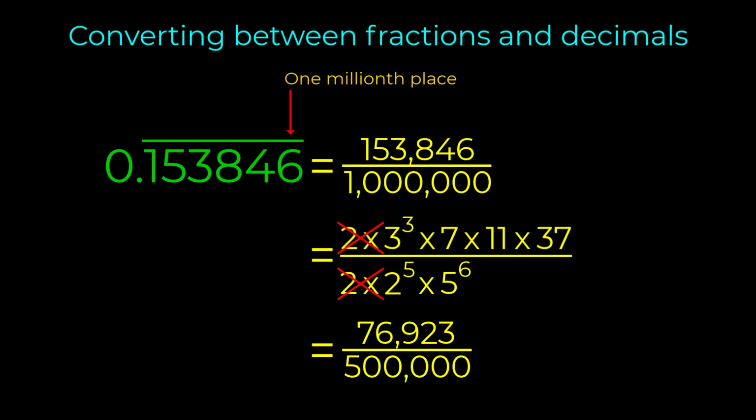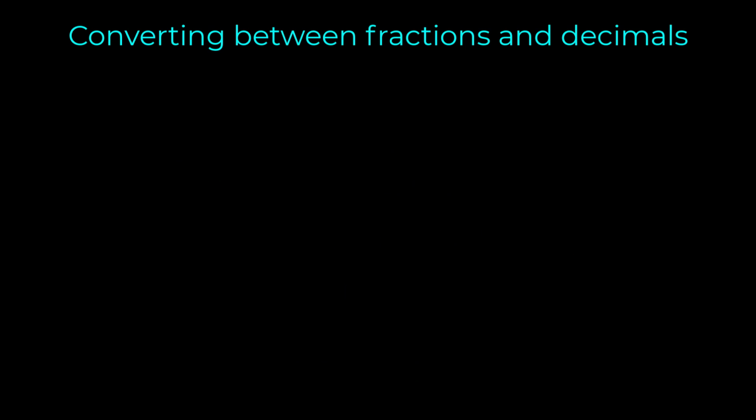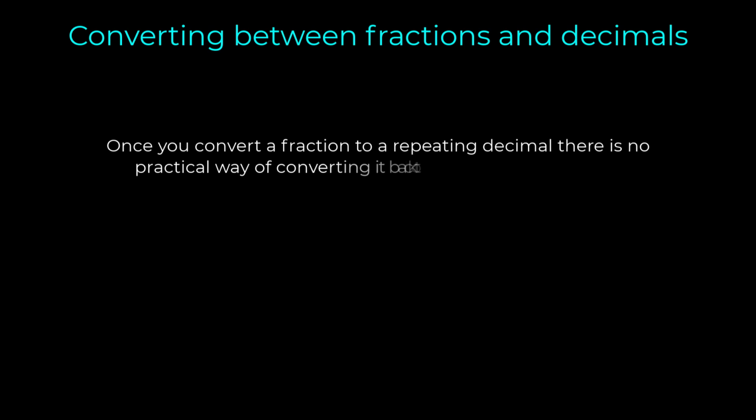It would be virtually impossible to figure out that the original fraction is simply 2 over 13. Factoring this decimal was an ugly process that ultimately led us nowhere. It simply taught us that once you convert a fraction to a repeating decimal, there is no practical way of converting it back to the same fraction again.